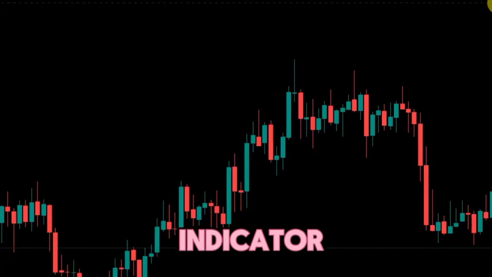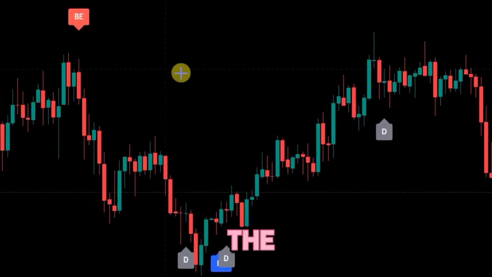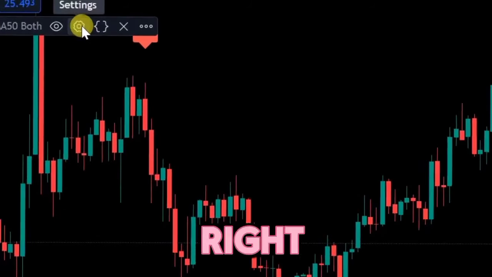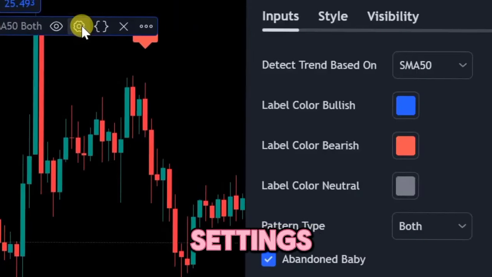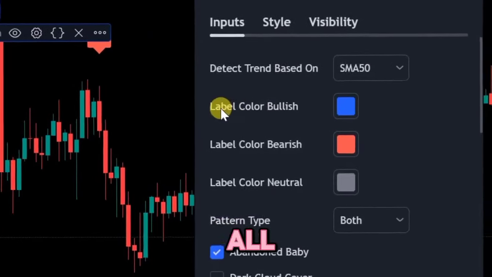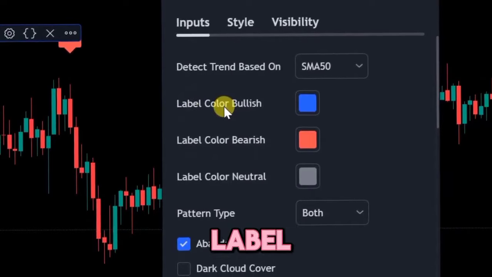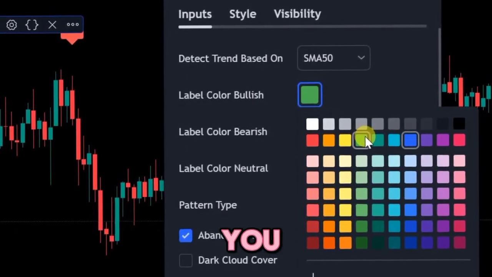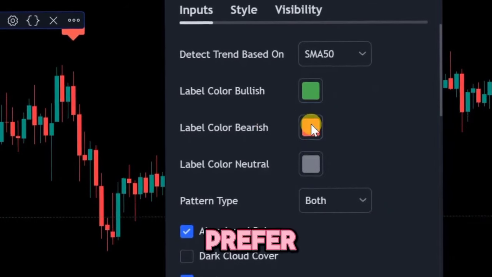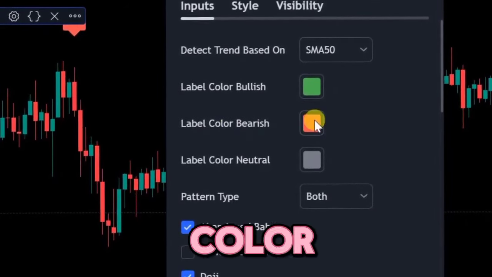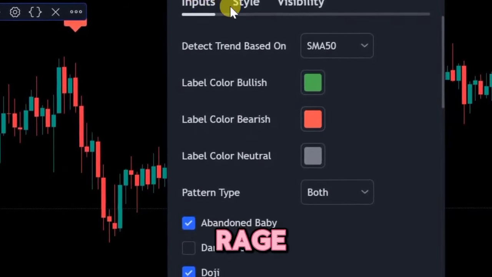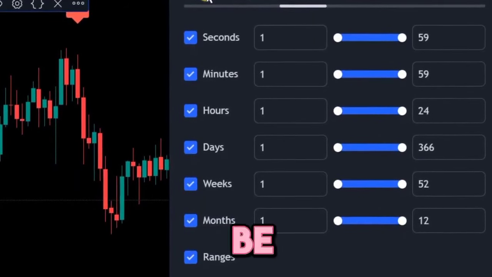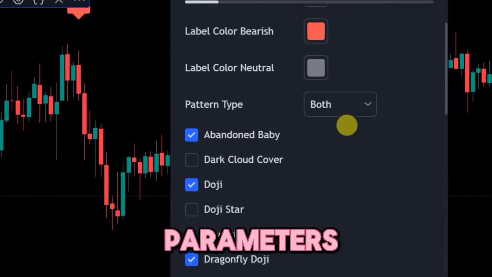After you've selected the indicator, this is how the settings are likely to look. Now you have to head over to the settings section right here to tweak some settings. First of all, I like changing this bullish label color to green, you understand? And I prefer leaving the bearish color as red. The next thing is to click on style and then click on visibility. There's nothing to be changed there. All the parameters are okay.